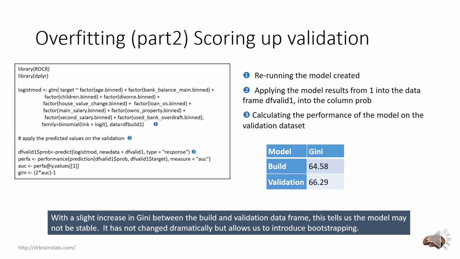Now this is our code to score up the validation data frame. We do not create a new model on the validation data frame. We apply the model created previously onto the validation data frame, then use that to calculate our Gini. Now as we can see, with a slight increase in Gini between a build and validation data frame, this tells us the model may not be stable. It does not change dramatically, but allows us to introduce bootstrapping.